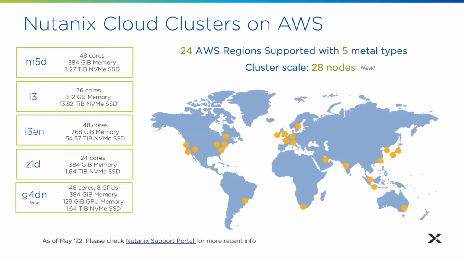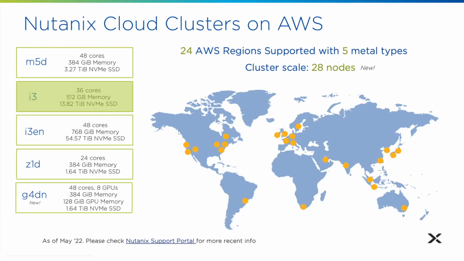So what does availability look like when we click down into AWS? 24 regions and 5 metal types, and we'll have 7 soon. And you see the availability and the different node types that we have in this slide. So you have a little more presence out there with AWS. Again, they had that bare metal offering already, so a little more mature. And you see the different node types out there.